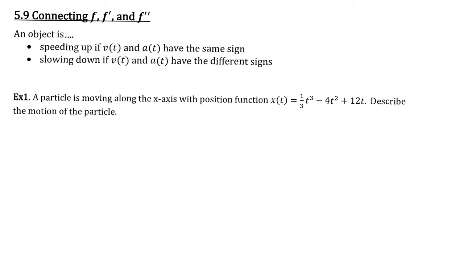Okay, if you remember, an object is speeding up if v of t and a of t have the same sign. It's slowing down if v of t and a of t have different signs. And we've already talked about this, but now we're going to think about different ways to organize our information so it's easier for us to tell what's happening.